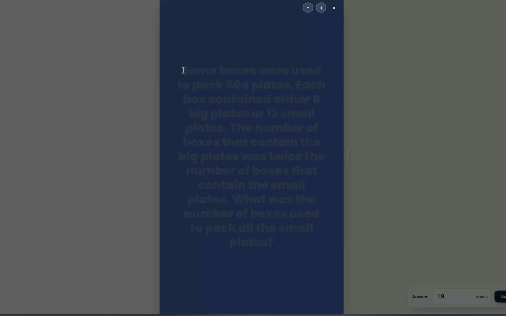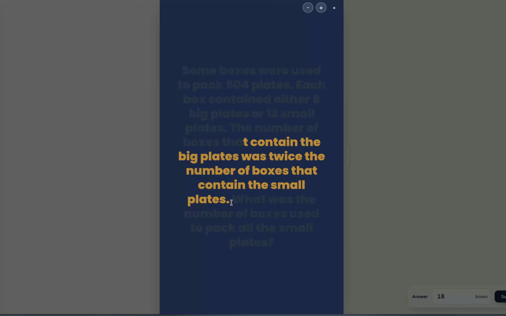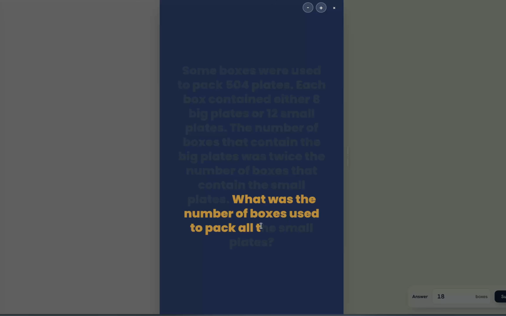Question 5. Some boxes were used to pack 504 plates. Each box contained either 8 big plates or 12 small plates. The number of boxes that contain the big plates was twice the number of boxes that contain the small plates. What was the number of boxes used to pack all the small plates?